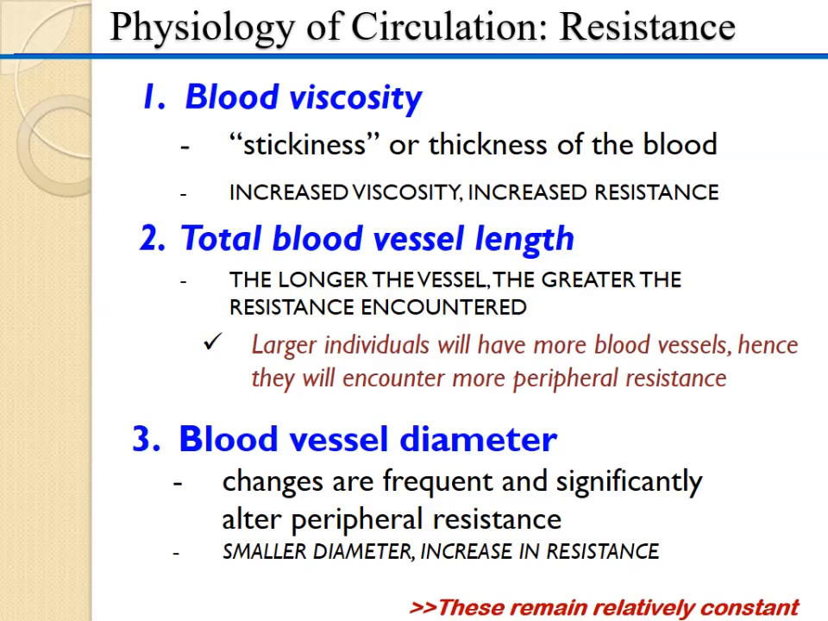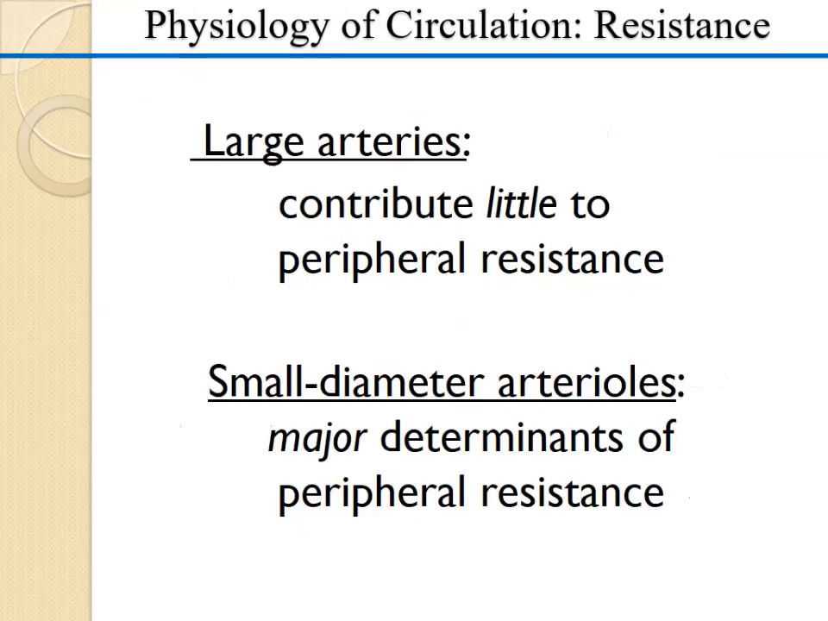So blood viscosity is a given. Total vessel length, the longer, the more resistance, the slower the flow. And diameter, of course. The smaller the diameter, the greater the resistance, which would also decrease the flow. Large arteries, of course, contribute little to peripheral resistance. The small ones are going to be the major determinant. That's just like a summary.